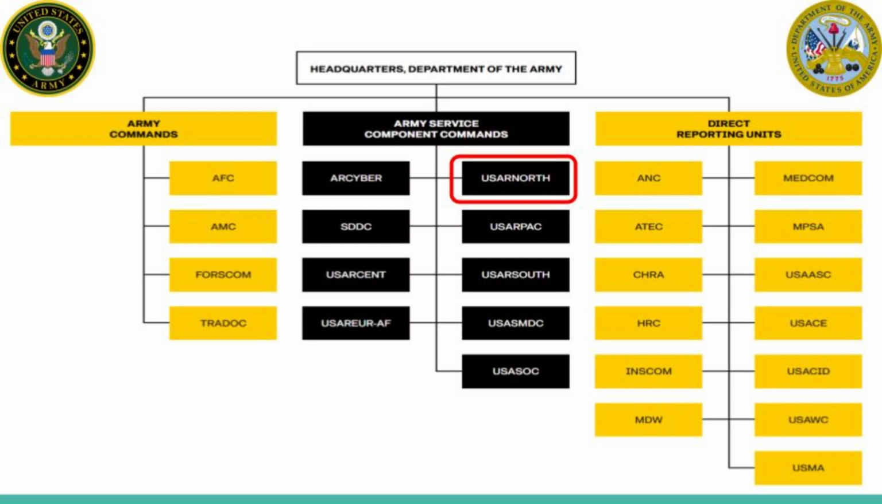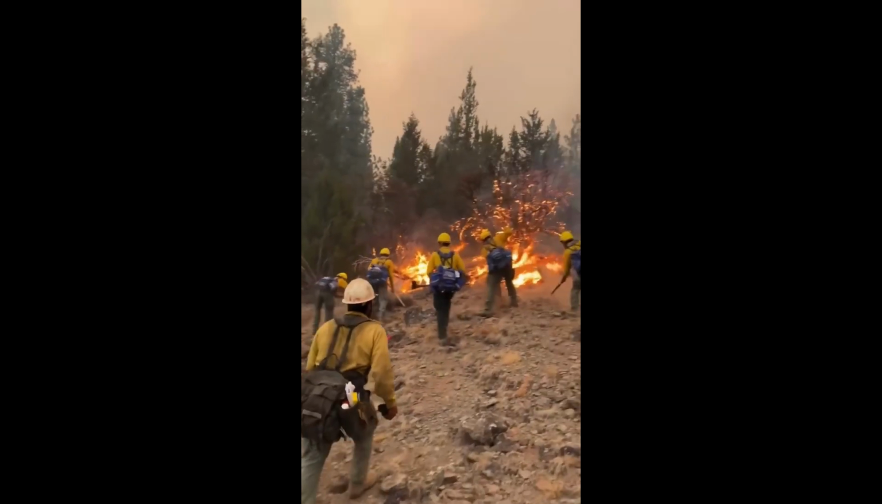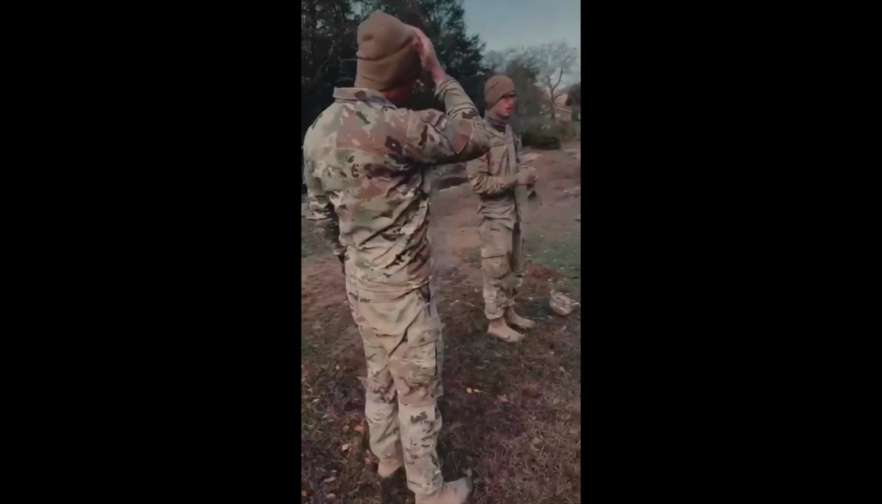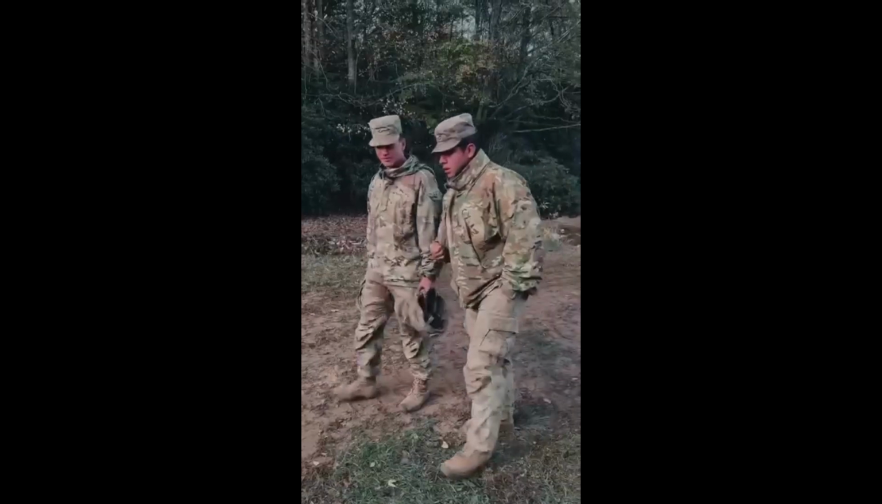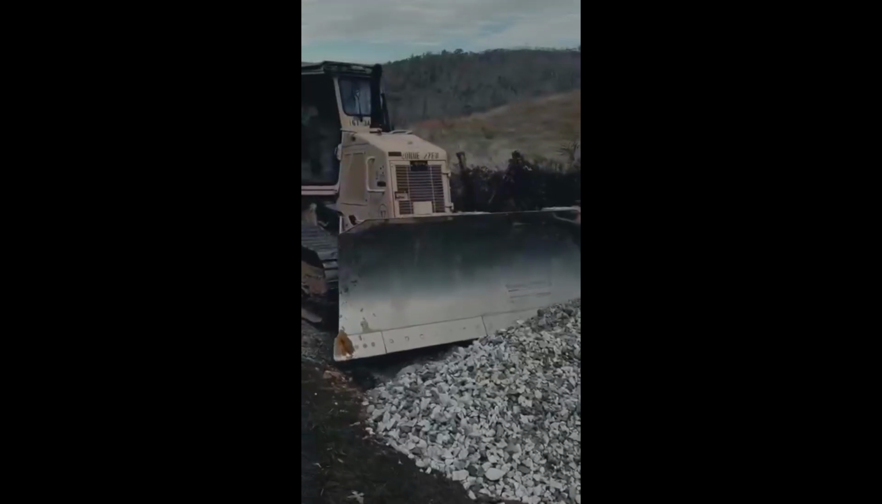Next, we have U.S. Army North, who conducts multi-domain operations in support of U.S. Northern Command in order to detect, deter, and defeat threats to the homeland, and conducts defense support of civil authorities and theater security cooperation initiatives to defend the United States and its interests. They're located at Fort Sam Houston, Texas.